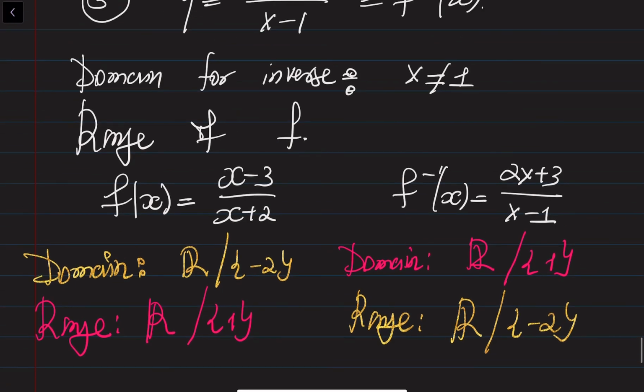So you see, whether you're given the inverse or the function itself, it's always easier to figure out the domain rather than the range. And usually we find a range by just finding the inverse of a function.